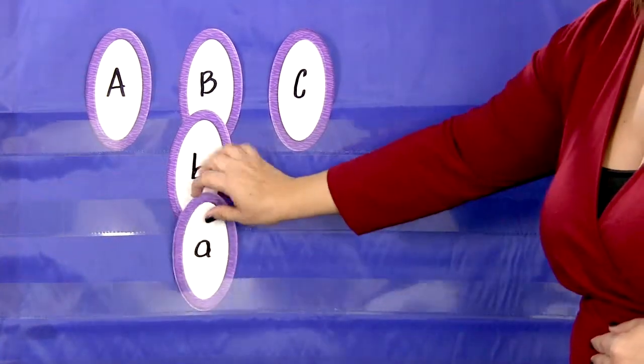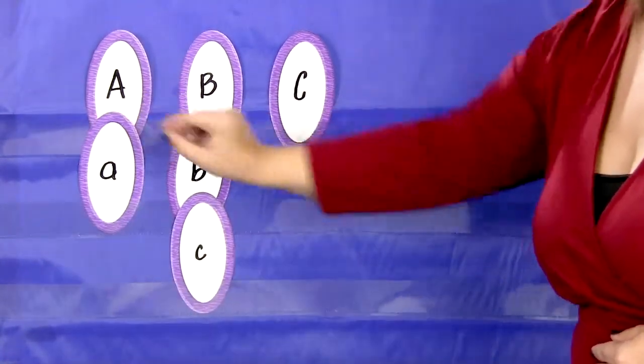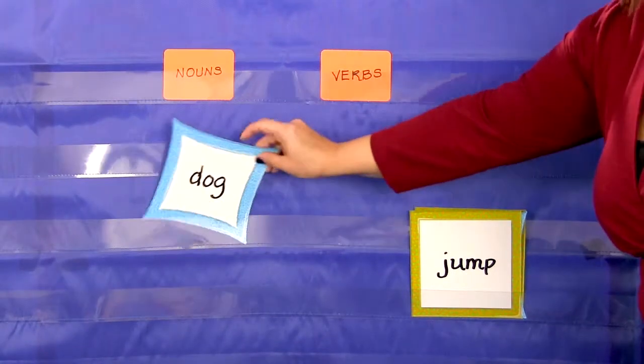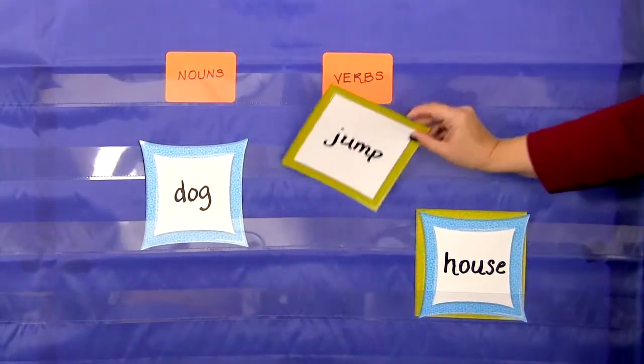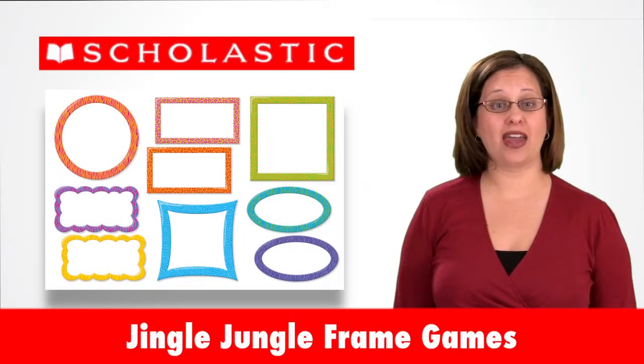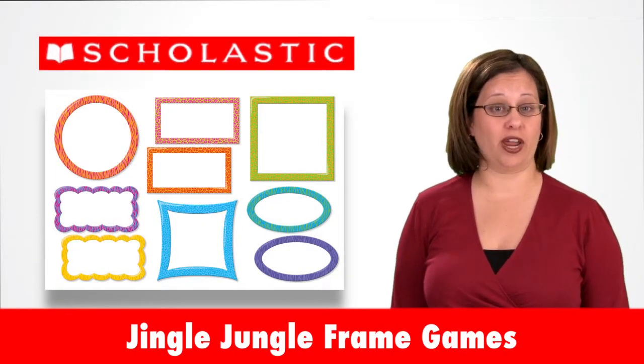Write parts of speech on the frames, for example, nouns in blue squares and verbs in green squares. Students can sort the verbs and nouns into 2 stacks. Add other parts of speech to additional frames.